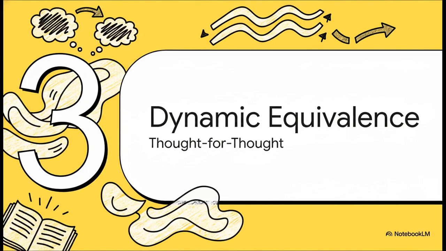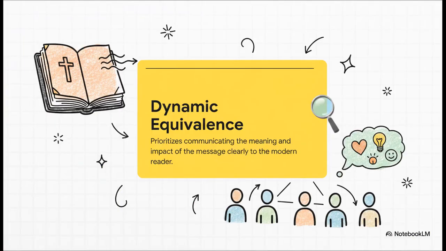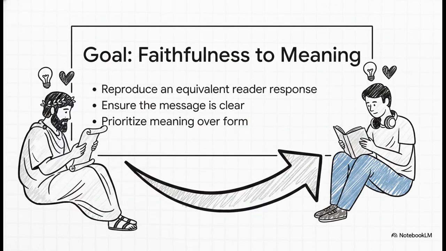Okay, so that's one side of the coin. Now let's flip it over and look at a totally different approach. This is the thought-for-thought philosophy, also known as dynamic equivalence. With this approach, the whole game changes. The priority shifts from the form of the words to the meaning of the message. The goal here isn't just to translate the text, it's about translating the entire experience. So think about it this way.